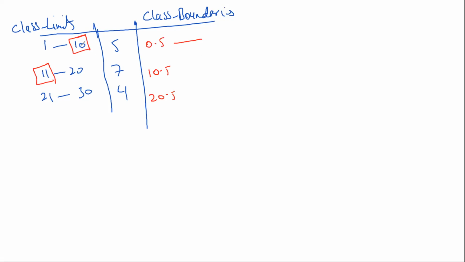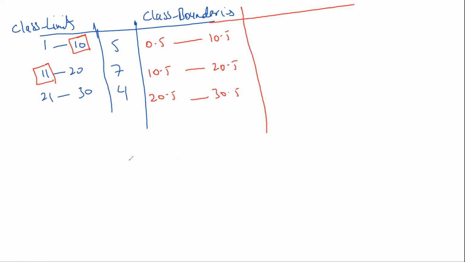Then you add that 0.5 to the upper class limits. So this is going to be 10.5, this is going to be 20.5, and this is going to be 30.5. You see now your data is continuous. How is it continuous? Because this group is finishing at 10.5, and the next group is starting at 10.5.